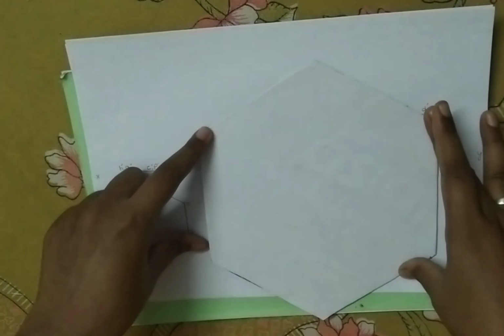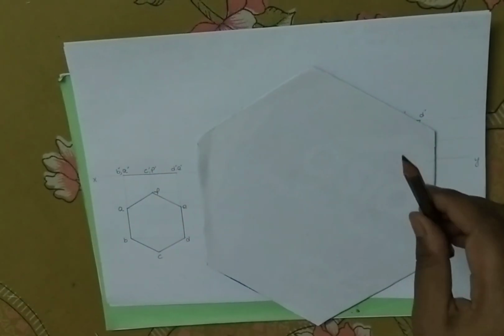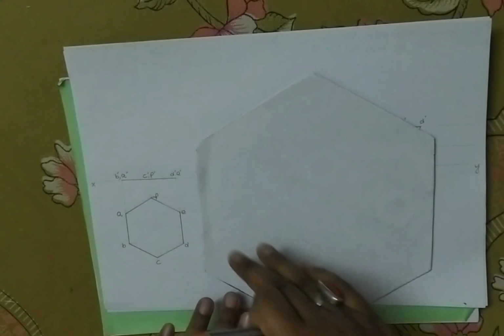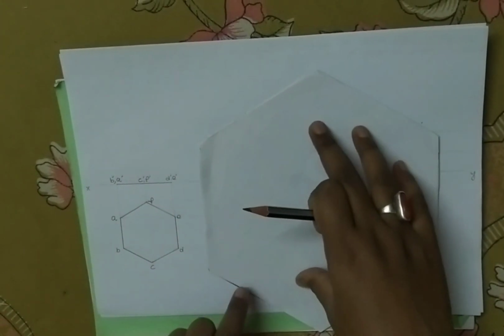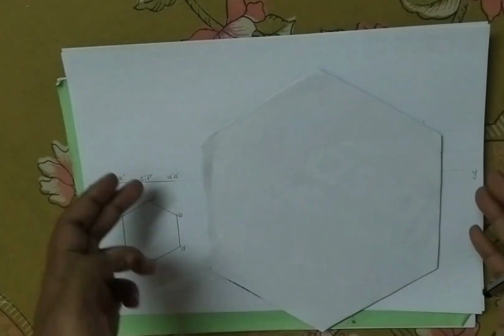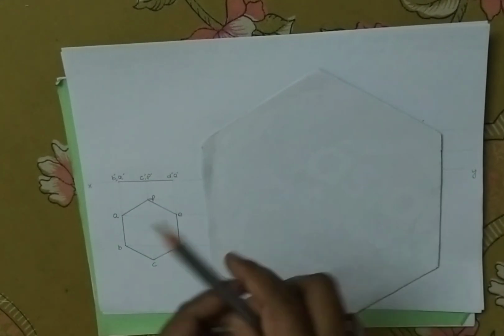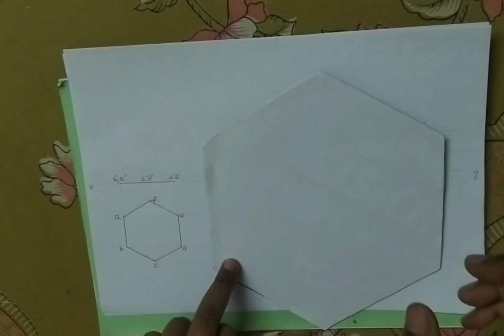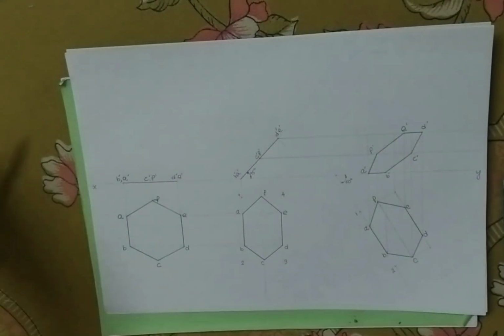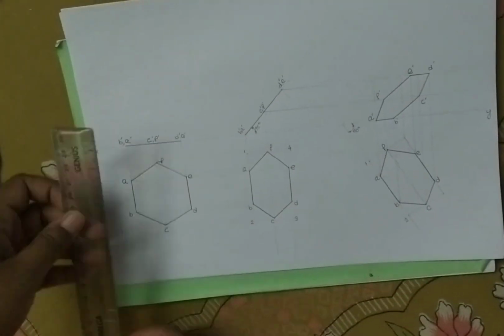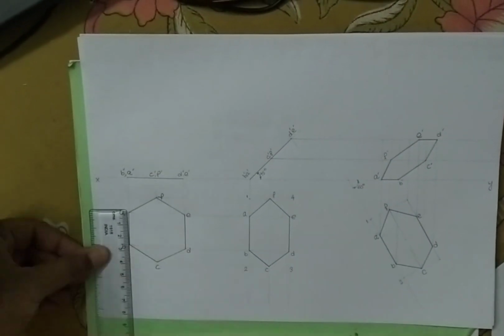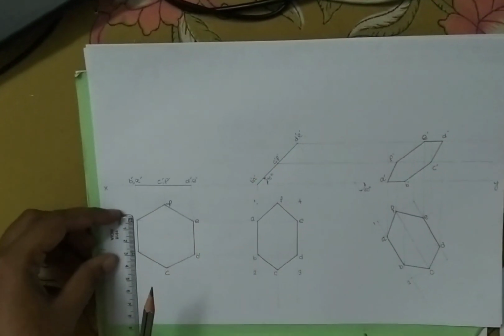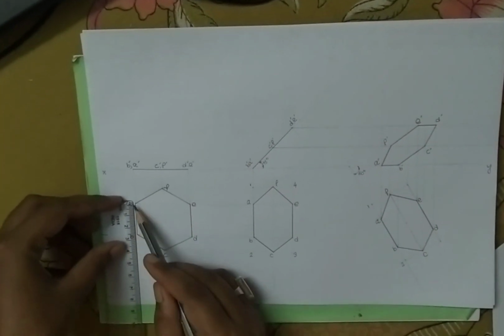Initially we will consider that the plane rests on the HP. So just put the hexagon on HP, and if you see this from the top, you will see this shape. In question it is given that this edge is 25 mm. So what is the procedure? You have to mark 25 mm. First you have to make this line. This is 25 mm as it is given in the problem.